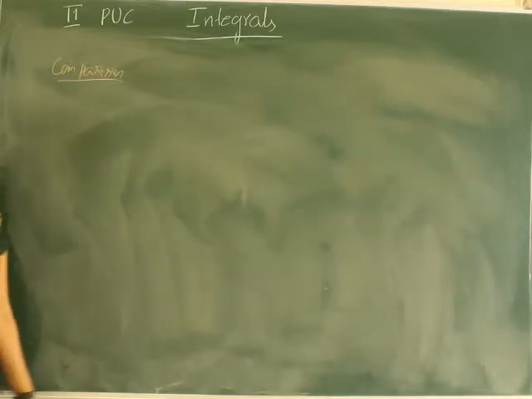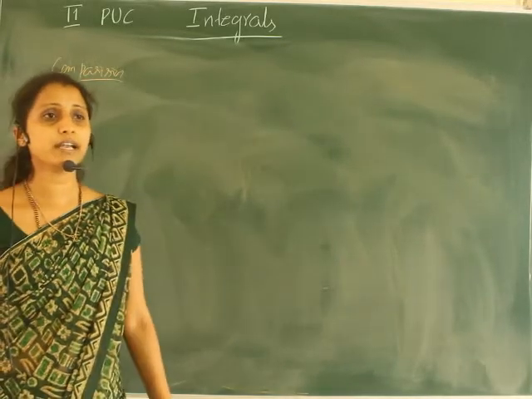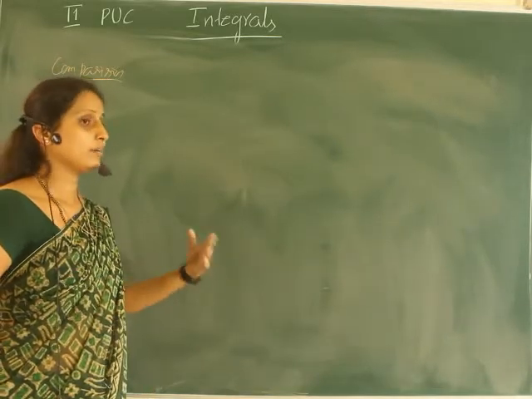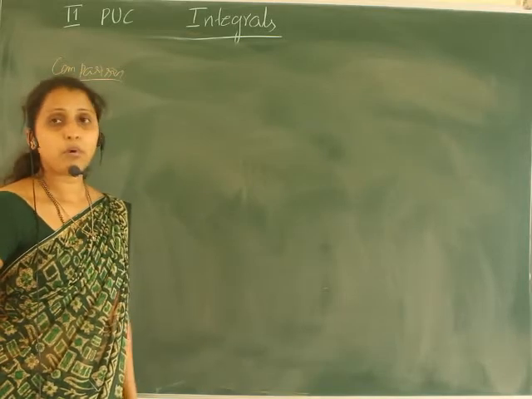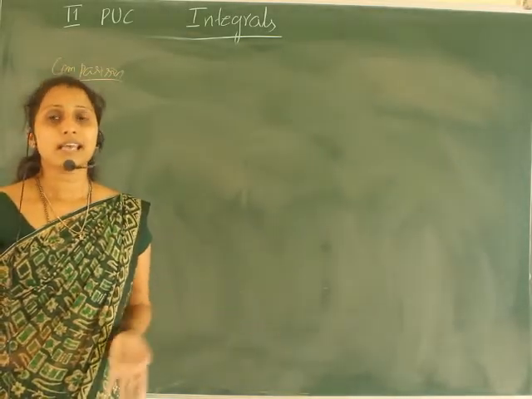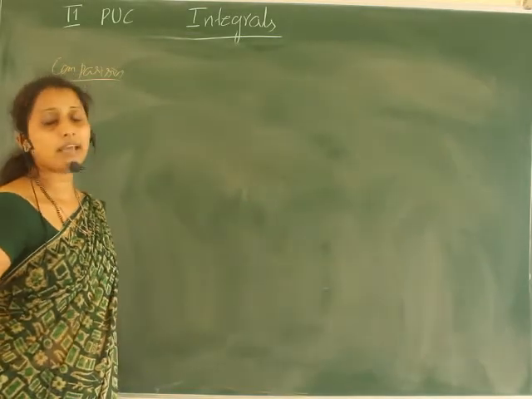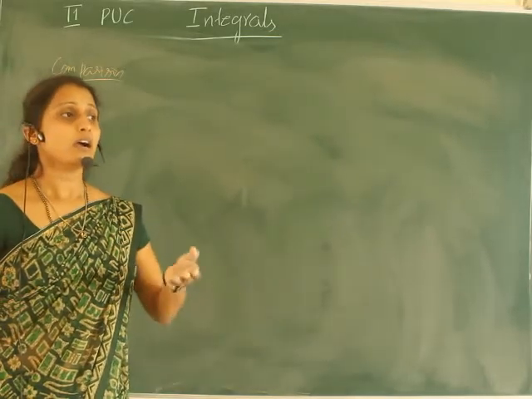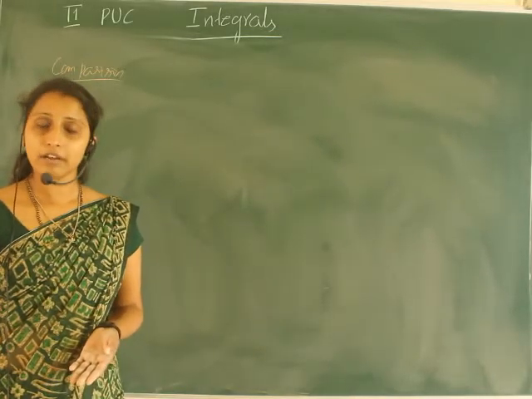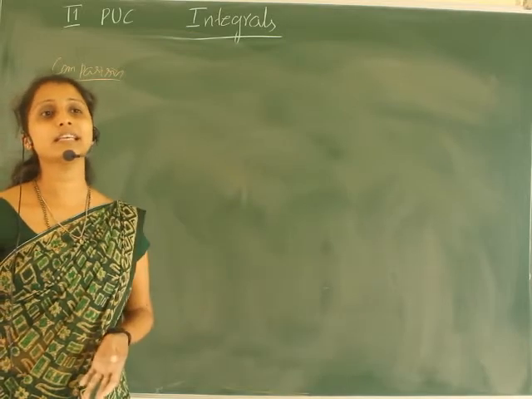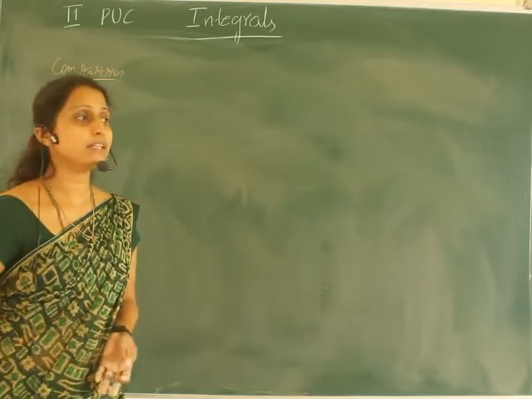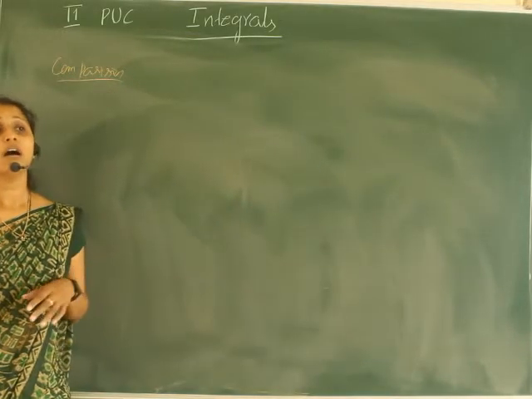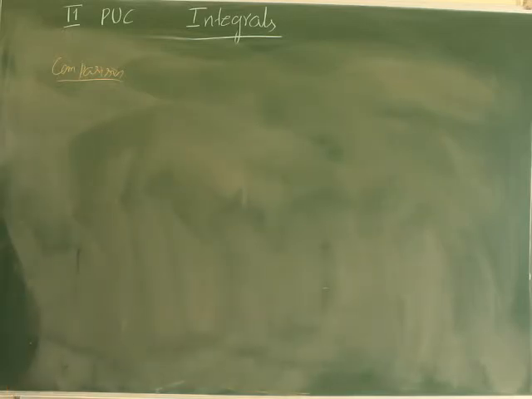And one more thing: when we differentiate a polynomial, the result will again be a polynomial of degree 1 less than that. We know that the derivative of x power n is n into x to the power n minus 1. So the derivative is also a polynomial of degree 1 less than the given one. But in integration, when we find the integral value, what do we get? The integral value will again be a polynomial, but its degree is 1 more than the polynomial.